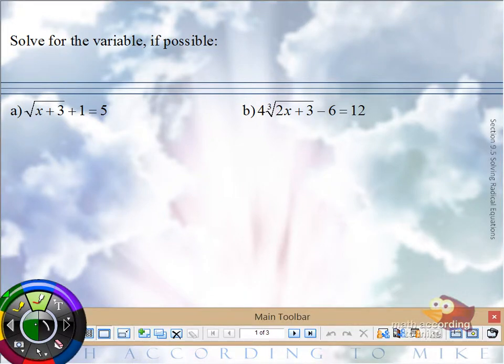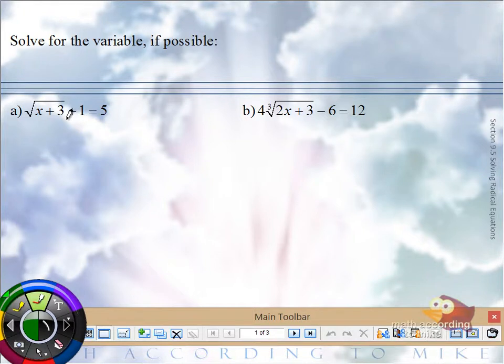Right, let's go through all 4 steps. Solve for the variable if possible. The reason they're saying "if possible" is because you might not have an answer. Completely normal. So in step 1, part A, we're going to isolate the square root.